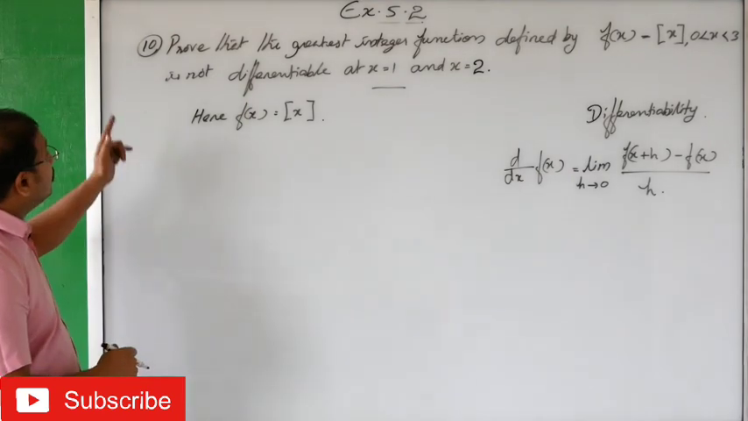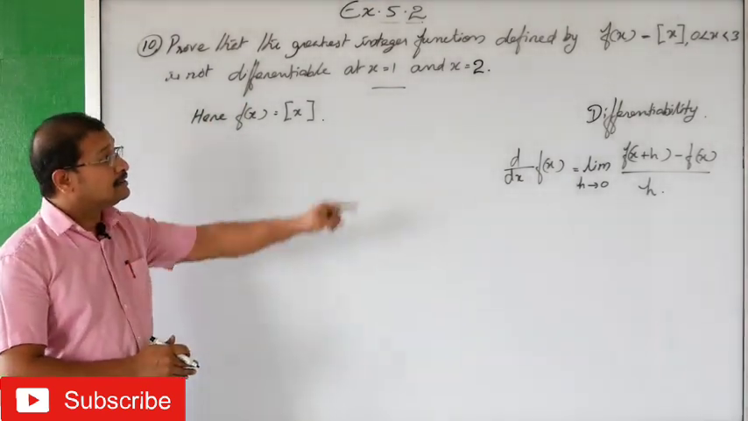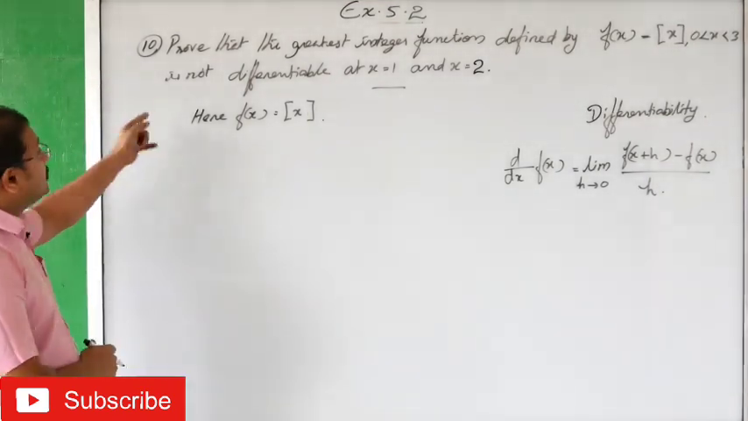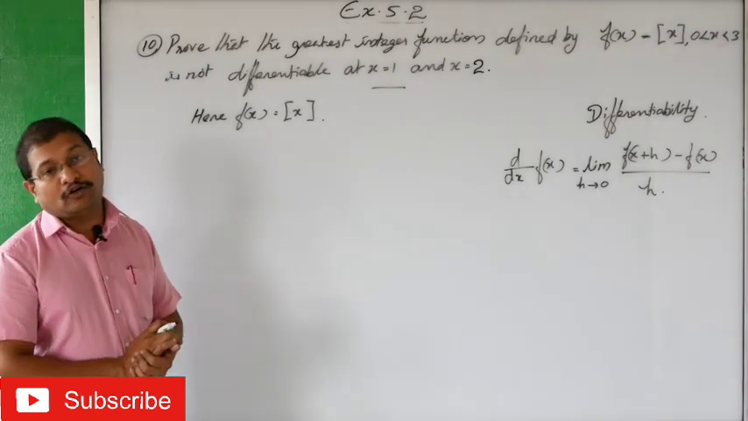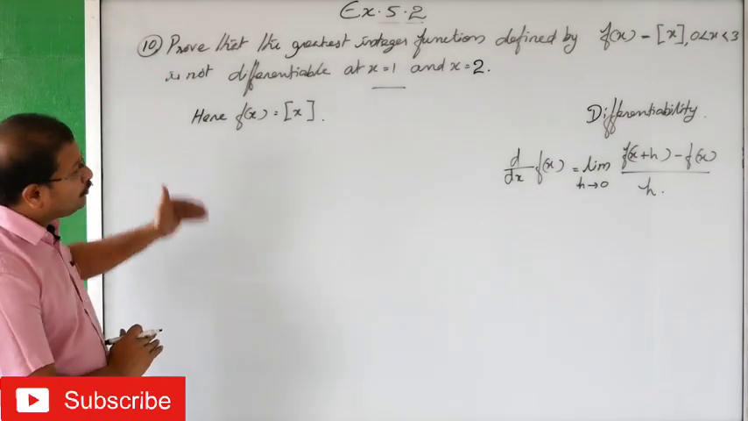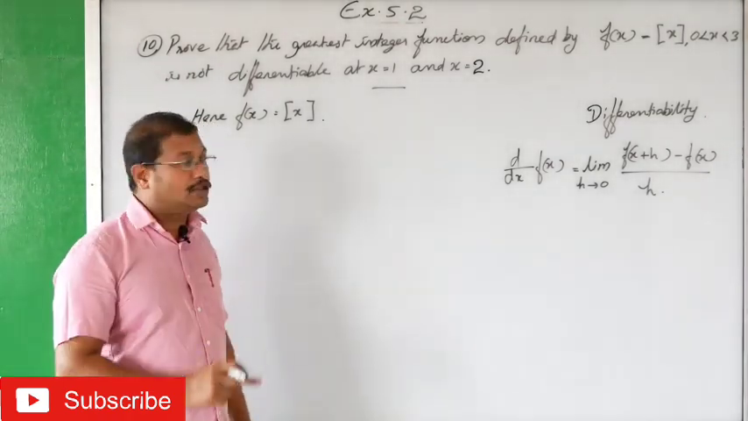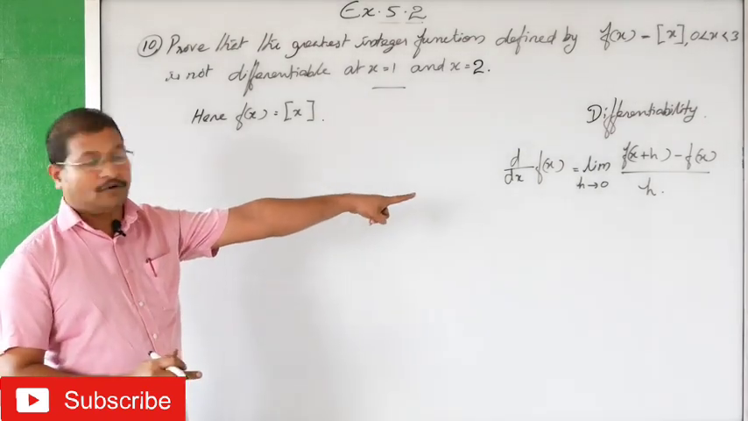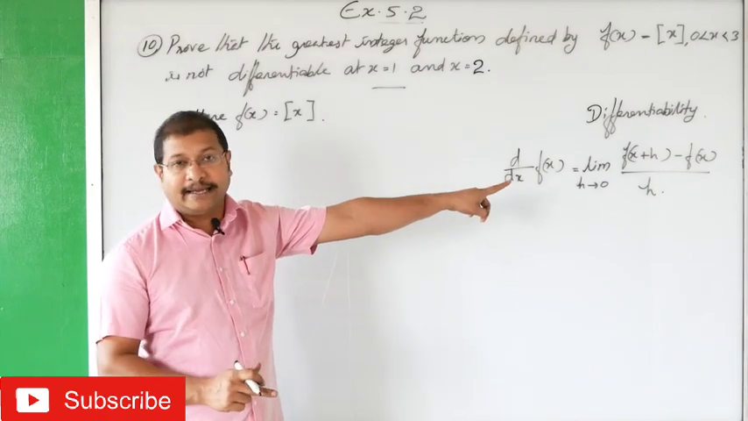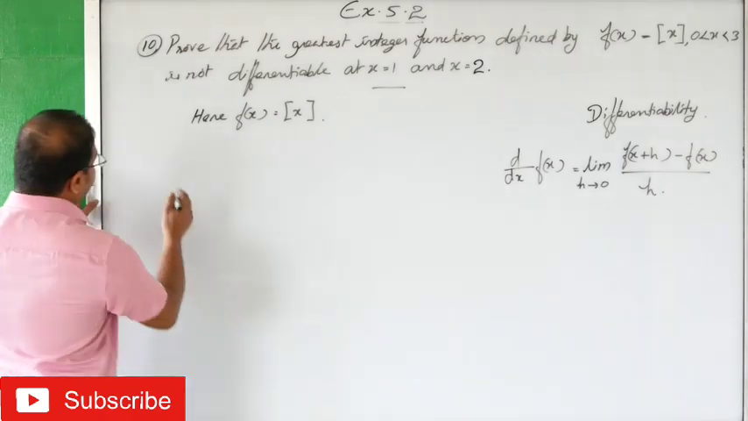Question number 10. Prove that the greatest integer function defined by f of x equals [x], 0 less than x less than 3, is not differentiable at x equals 1 and x equals 2. Make sure that you go through differentiability from page number 161 and 162. That is, the derivative of f of x equals limit h tends to 0, f of x plus h minus f of x by h. Now we will go for LHD.